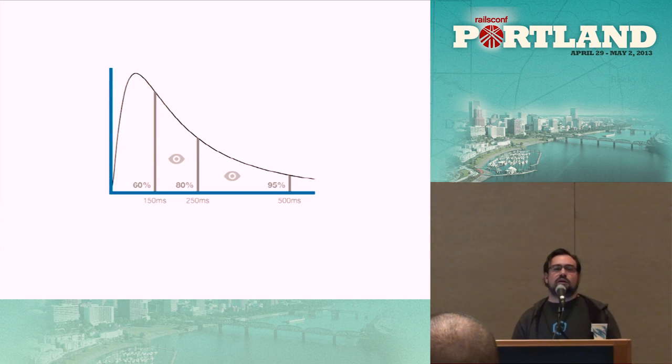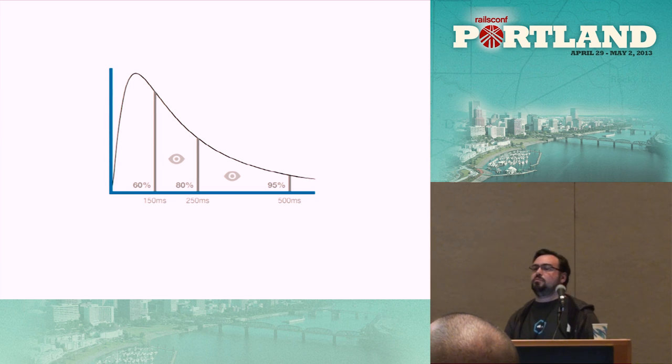But actually, what that means in the real world is that 5% of all your requests, one out of every 20 requests, is slower than this number. So in this case, let's say the 95th percentile is 500 milliseconds. That's much worse than the mean. The mean here would tell you something like 150.